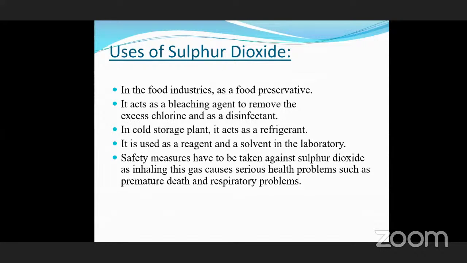That means to remove the excess dirt particles which are present on the clothes. Okay. Then in cold storage plants, it acts as a refrigerant. That means it is also a good refrigerant in nature. Then it is used as a reagent and a solvent in the laboratory.